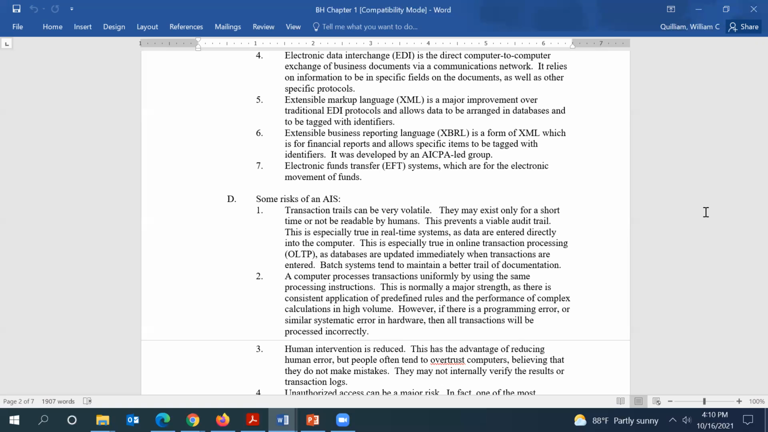Has anyone ever noticed XBRL beside a company's Form 10-K? Okay, yeah. So you've seen the button that says XBRL.